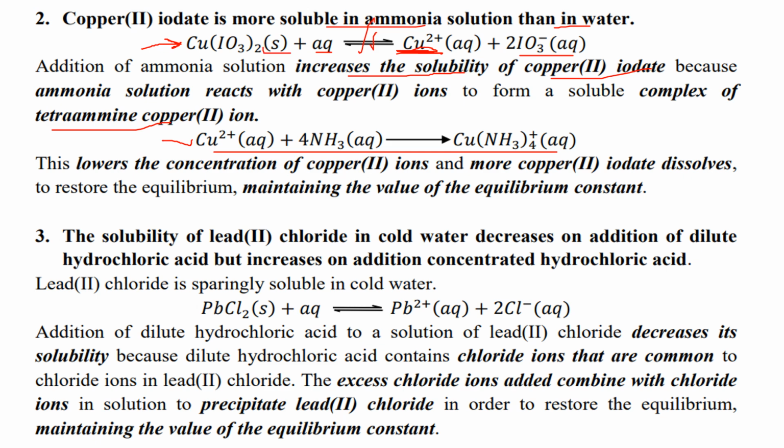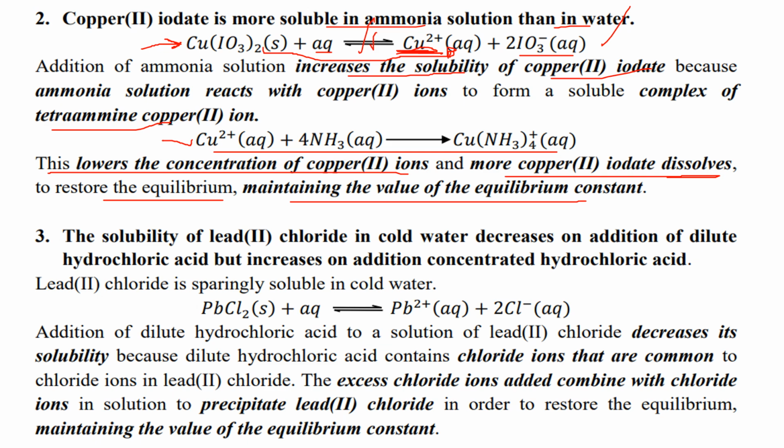More of the copper(II) iodate has to dissolve to form back the copper(II) ions that have been taken away, to retain equilibrium and keep the value of the equilibrium constant unchanged. So this lowers the concentration of copper(II) ions, and therefore more of the copper(II) iodate dissolves to restore equilibrium, maintaining the value of the equilibrium constant unchanged.